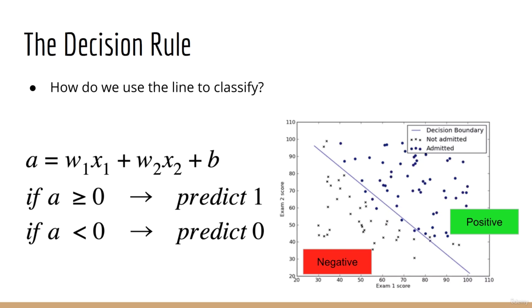Using this, it's very easy to turn this into a prediction model. All we have to do is take in any data point x, which is a vector containing the elements x1 and x2, pass it into the expression for our line, w1x1 plus w2x2 plus b, and then check its sign. If the sign is positive, we predict 1. If it's negative, we predict 0.